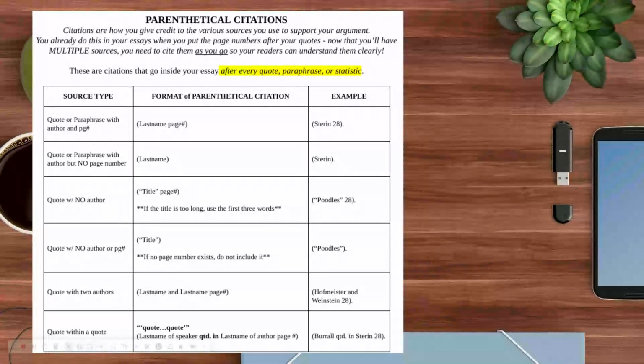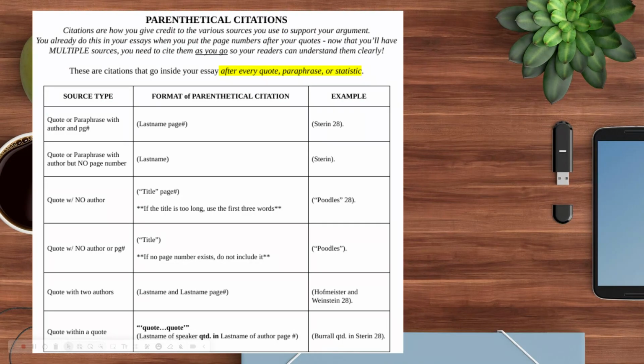10 students. I threw together this video very quickly so I could go over this mini lesson with you about your parenthetical citations. As you can see at the top, right, citations are how you give credit to various sources that you use to support your argument. You already do that in your essays, right?